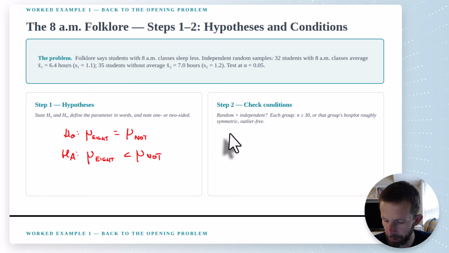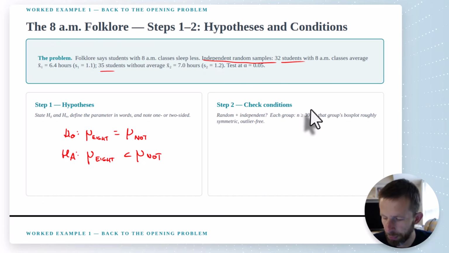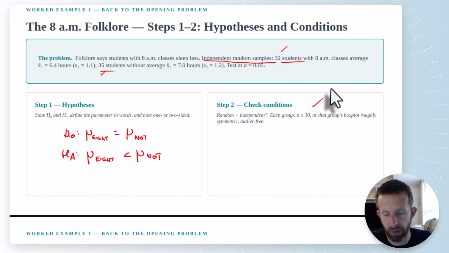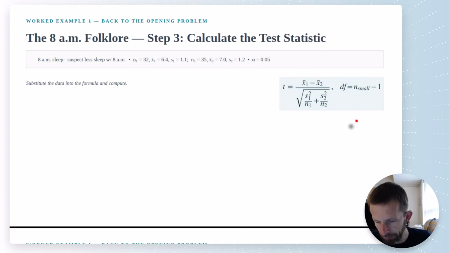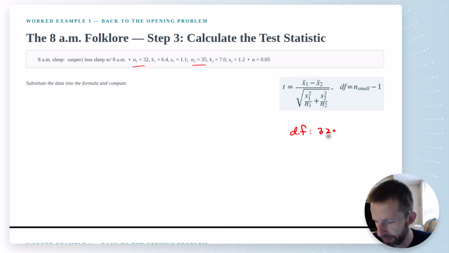So conditions, random and independent: 32 students, 35 students. I've got independent random sample, it says that right here. Both groups are greater than or equal to 30, both samples, so we're good. Test statistic. Now my degrees of freedom, I take the smaller of the two samples, so 32 minus 1, I'll have 31 degrees of freedom.